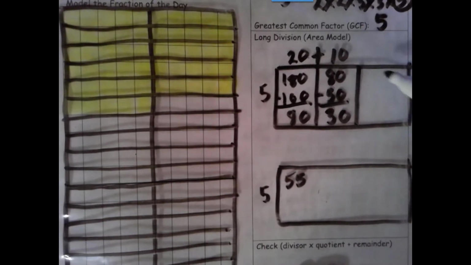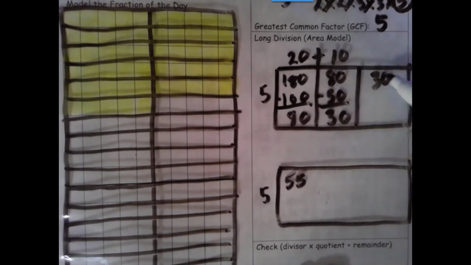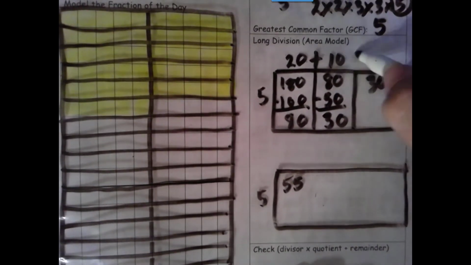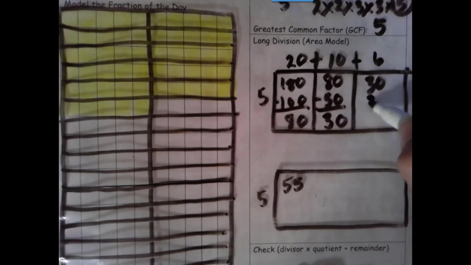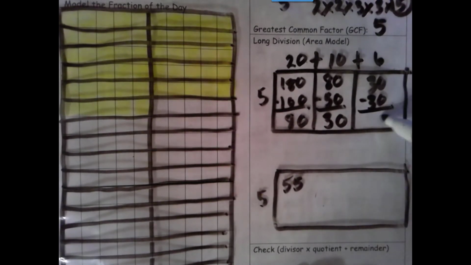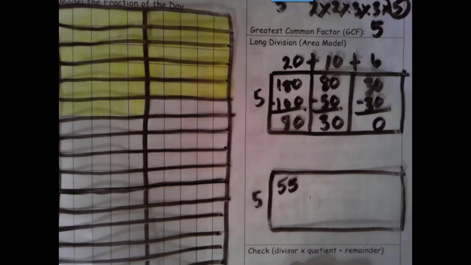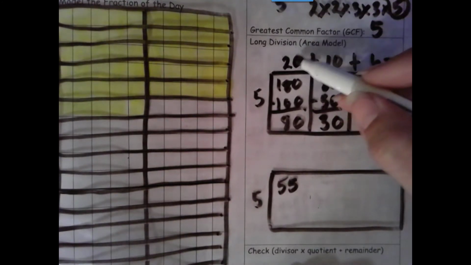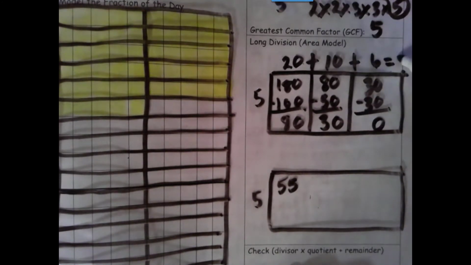I can still get more groups, so I'm going to bring that 30 up here. 6 times 5 is 30. Numbers the same, zeros a game. We got it. 20 plus 10 is 30, plus 6 is 36. Gotta add those partial quotients together.